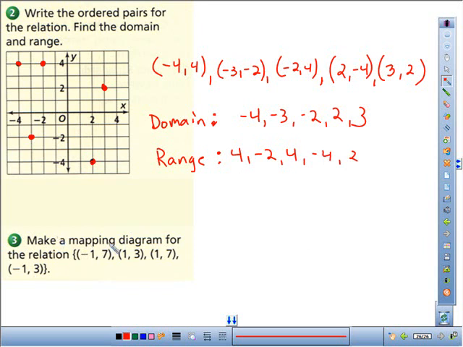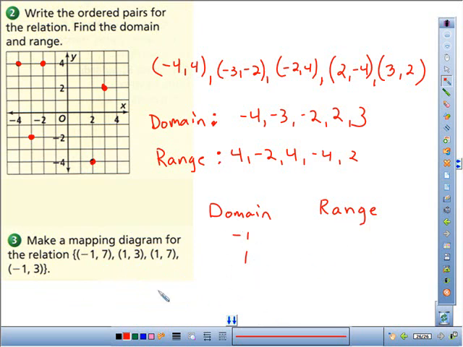Number 3, make a mapping diagram for the relation. Okay? Basically, a mapping diagram, what you're doing is you're going to list out the domains and the range. So we have -1 here, so that's a domain. We have 1, okay? Then we have 1 again, so it's already here. Then we have -1. So those are all our domains.